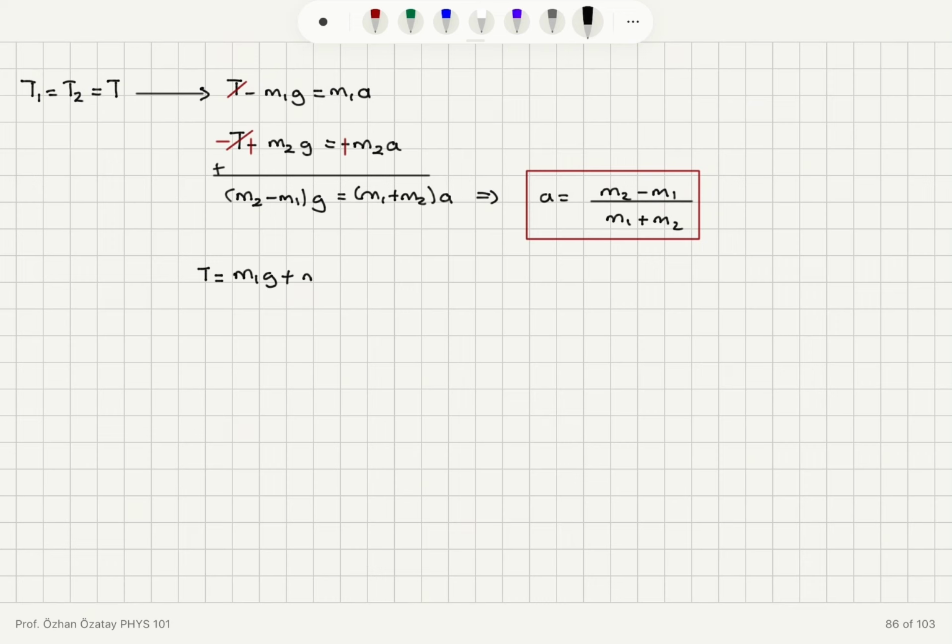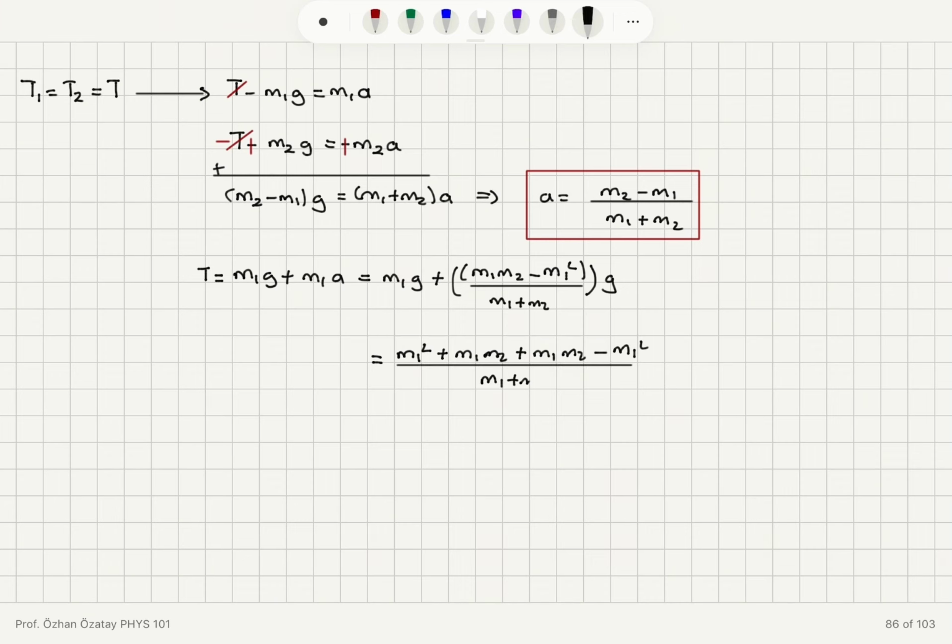M1G plus M1A. So this would be M1G plus M1A, which is M1 M2 minus M1 square divided by M1 plus M2, G. So this can be written as M1 square plus M1 M2 plus M1 M2 minus M1 square divided by M1 plus M2, G, putting everything in parentheses, plus M1 square and minus M1 square cancel.